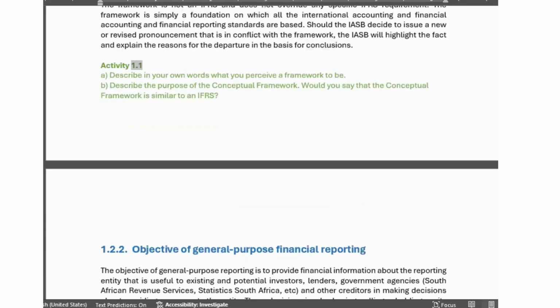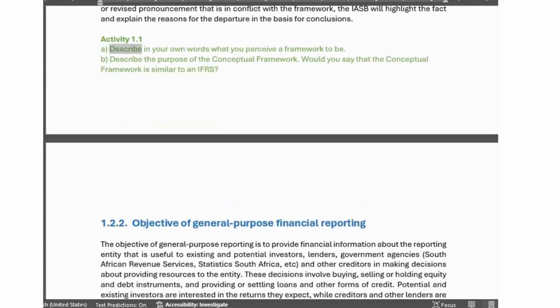Activity 1.1. A. Describe in your own words what you perceive a framework to be. B. Describe the purpose of the conceptual framework. C. Would you say that the conceptual framework is similar to an IFRS?